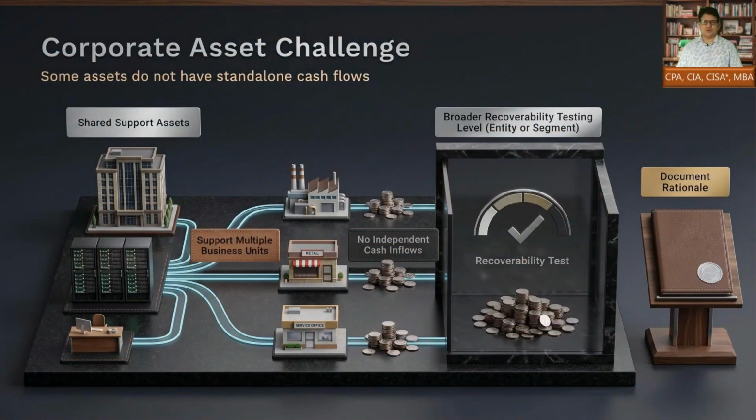Some assets do not generate standalone cash flows. A corporate headquarters building, enterprise wide IT system, or shared service center may support many business units without having independent revenue or cash inflows. In that situation, recoverability may need to be assessed at the broader level whose cash flows the shared asset supports. The memo should explain why a lower level asset group was not achievable and why the broader testing level reflects the economics.